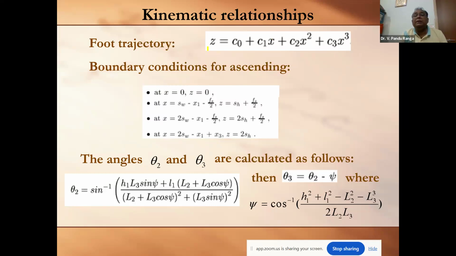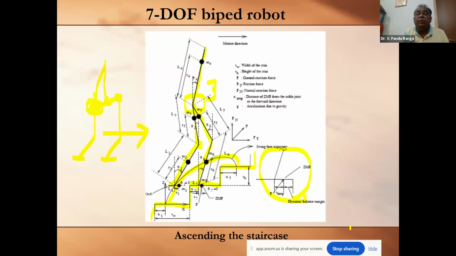A cubic polynomial is the kind of representation we have seen in our regression equations: Z equals C0 plus C1x plus C2x squared plus C3x cubed, where C0, C1, C2, and C3 are the coefficients of this cubic polynomial. In order to obtain x and z, if you observe this diagram, this motion is x, and the vertical perpendicular to this x is considered as z.